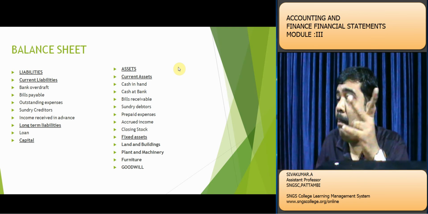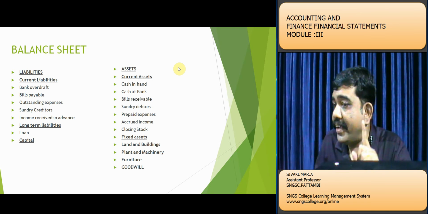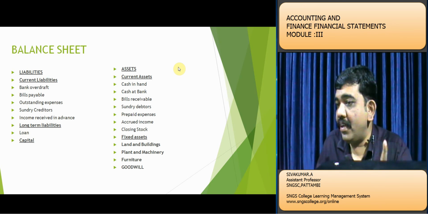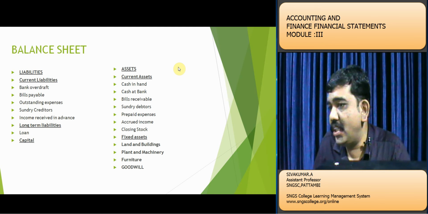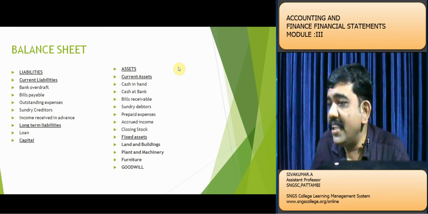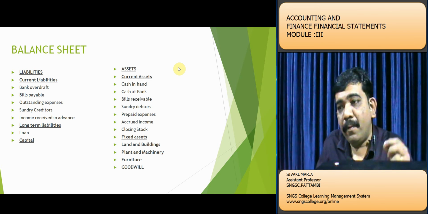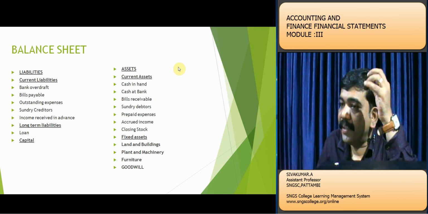The two important types of financial statements as far as traditional accounting terminology is concerned: the first one is profit and loss account and the second one is balance sheet. What is balance sheet? Balance sheet is prepared to know the financial position of your business.